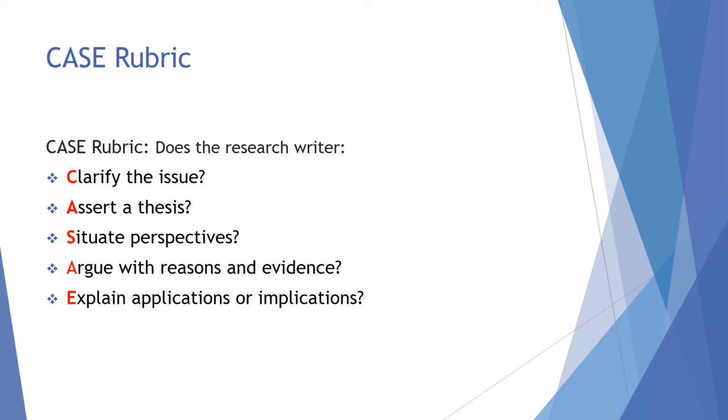Clarify the issue, that is, the debated issue on which the experts disagree, often called the research problem. Assert a thesis as an answer, solution, or position. Situate perspectives by summarizing the scholarly opinions on the issue. Argue with good reasons and grounding evidence. Explain practical applications and/or logical implications.